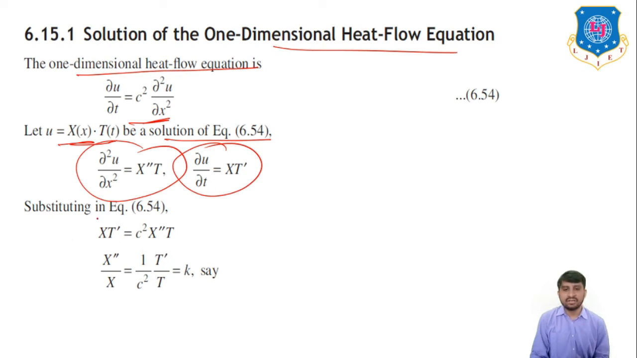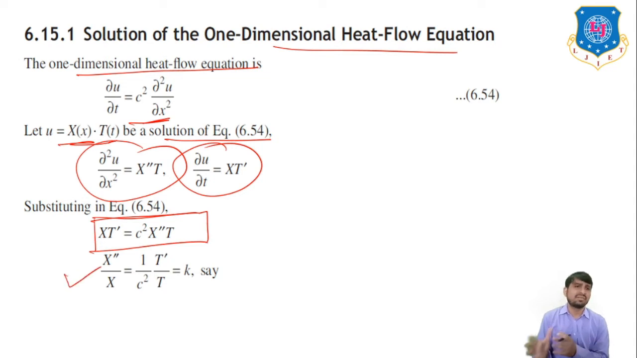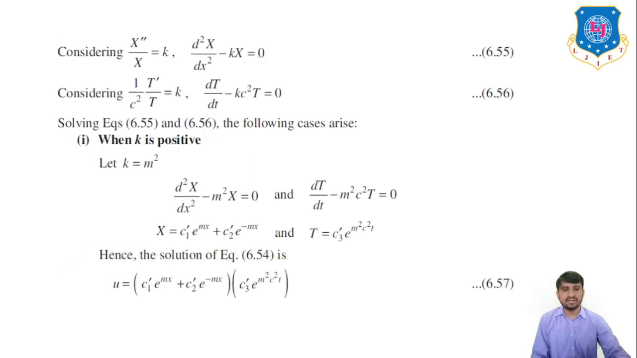So substituting this in 6.54, using the method of separation of variables, X T dash is equal to c square X double dash T, and you can easily solve this type of equation because we already discussed it previously. So X double dash upon X is equal to 1 upon c square T dash upon T, that is equal to k. Okay, so this is the solution.